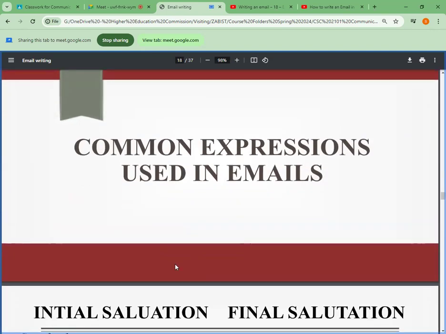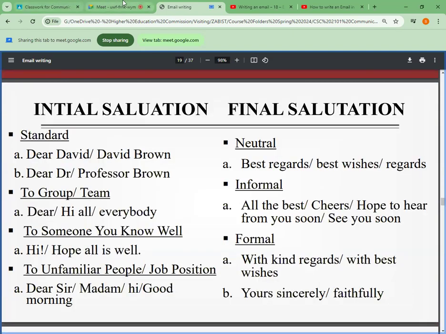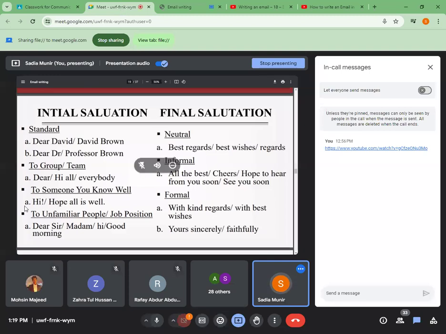ठीक है. Common expressions that are used in email writing are listed in front of you. स्टैंडर्ड होते हैं Dear David, Dear David Brown, to a group, Dear all, Dear everybody, or Hi all. Then to someone you know well, Hi, hope all is well.